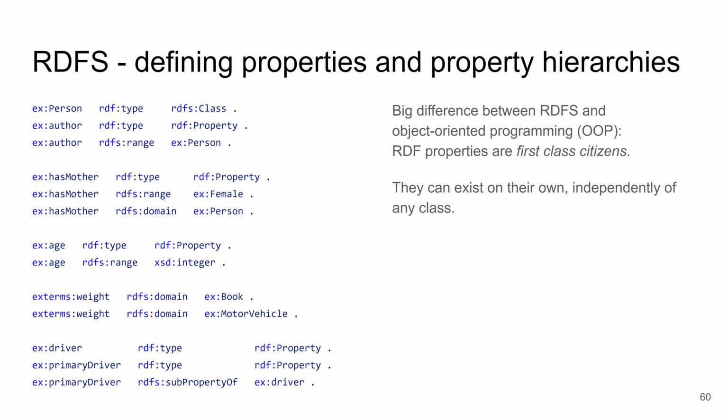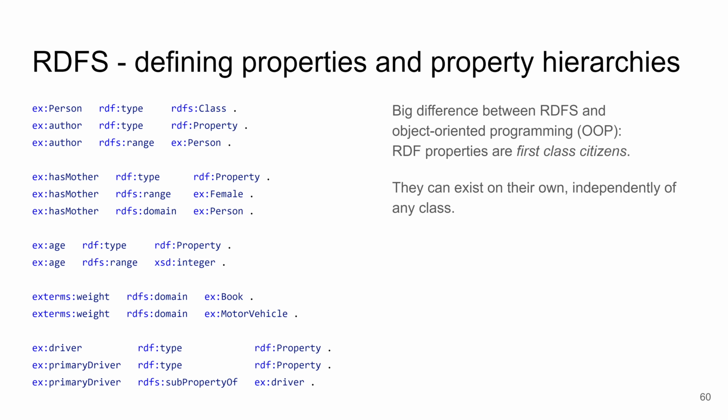So we'll have weight, which we'll say, right. Now weight is another example on which I want to demonstrate one possible issue with RDFS. So let's see, weight has a domain book. So every book has a weight, right? And now we'll have motor vehicles and we want to say motor vehicles also have weight.